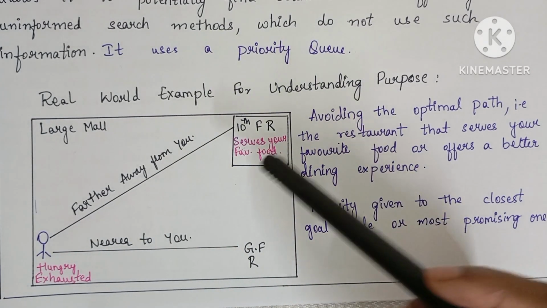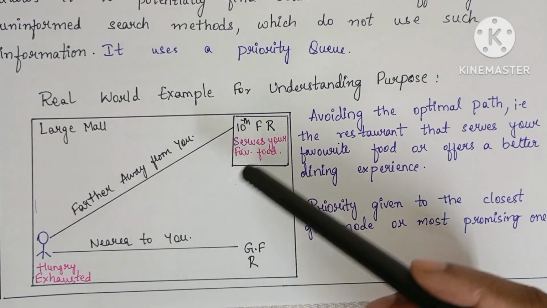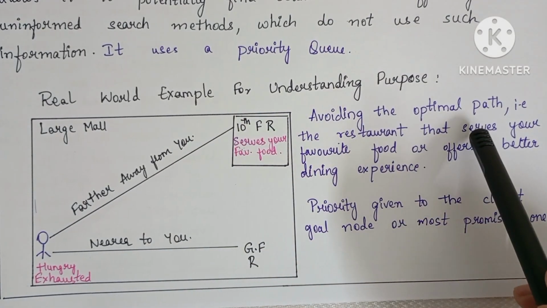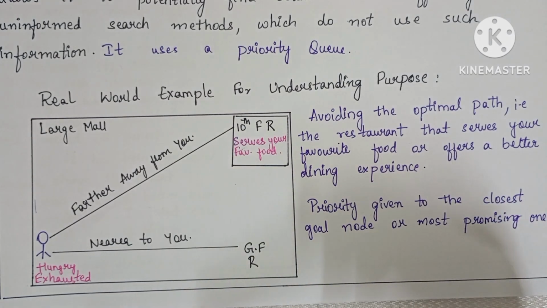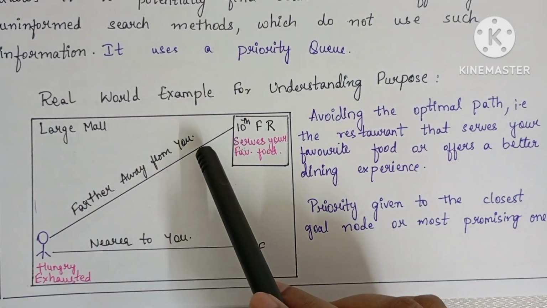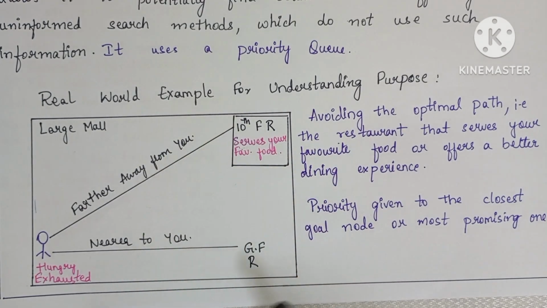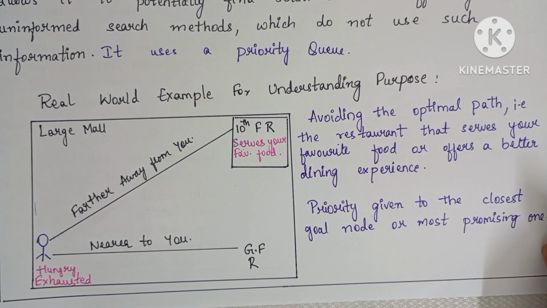Though the restaurant which is far away from you serves your favorite food, at that time you want to reach the goal very quickly. So what you have avoided is the optimal path. So your optimal path was the restaurant which would serve your favorite food or offers a better dining experience. Now you have given the priority to the closest goal or the most promising one. We want these kind of intelligent decisions to be taken by our AI agents.